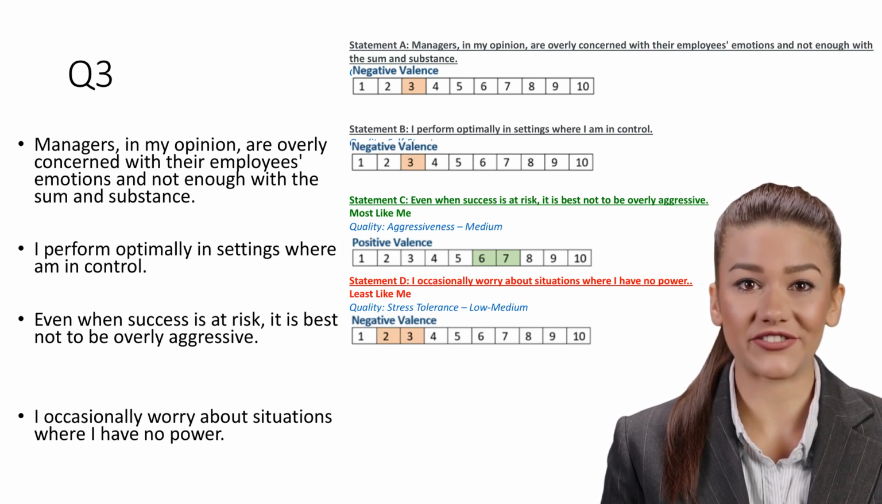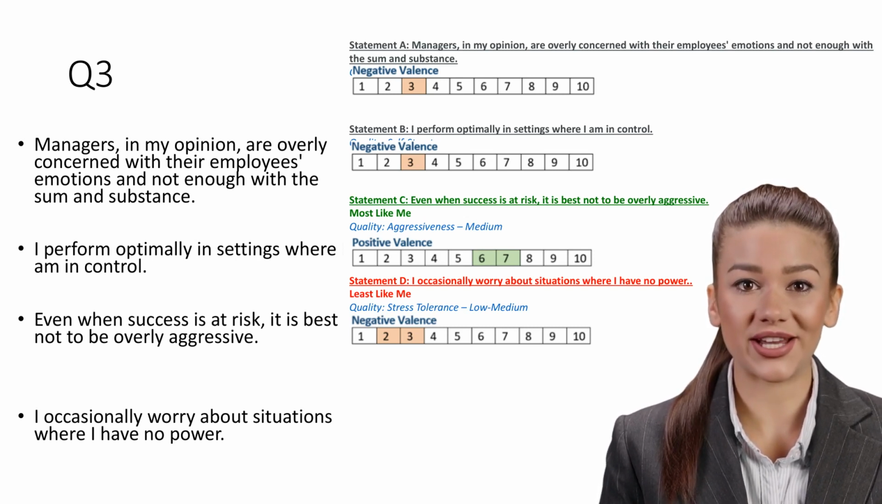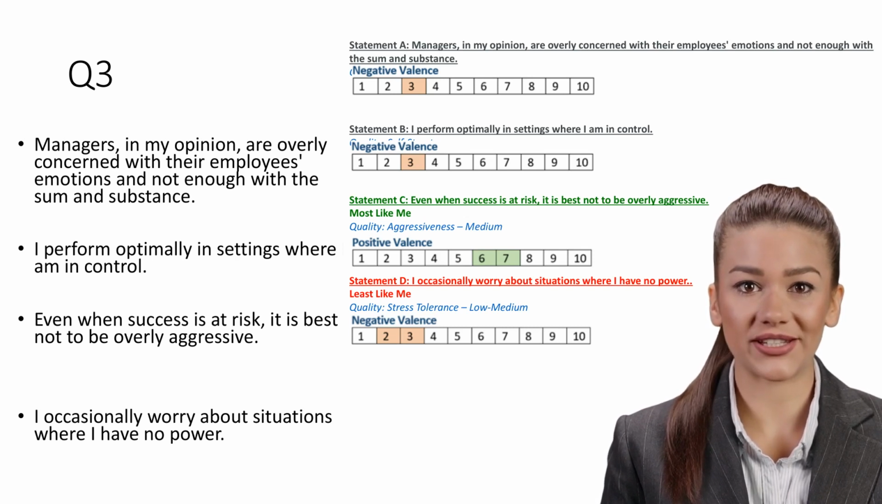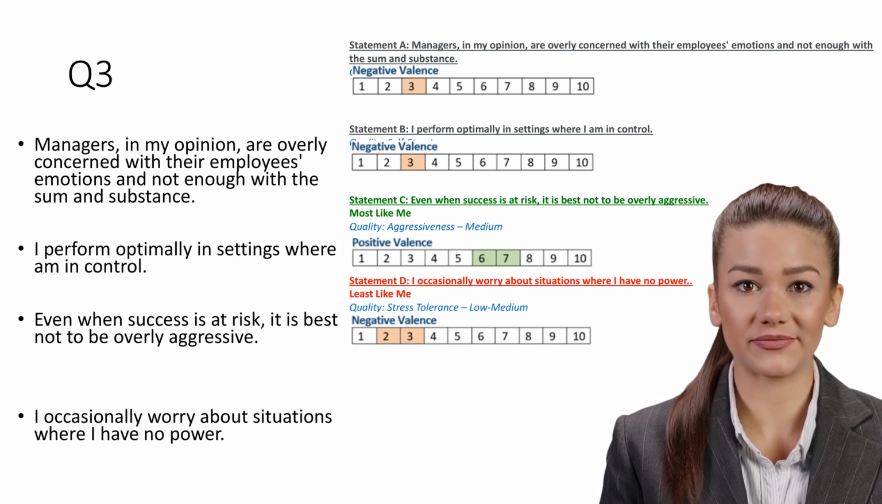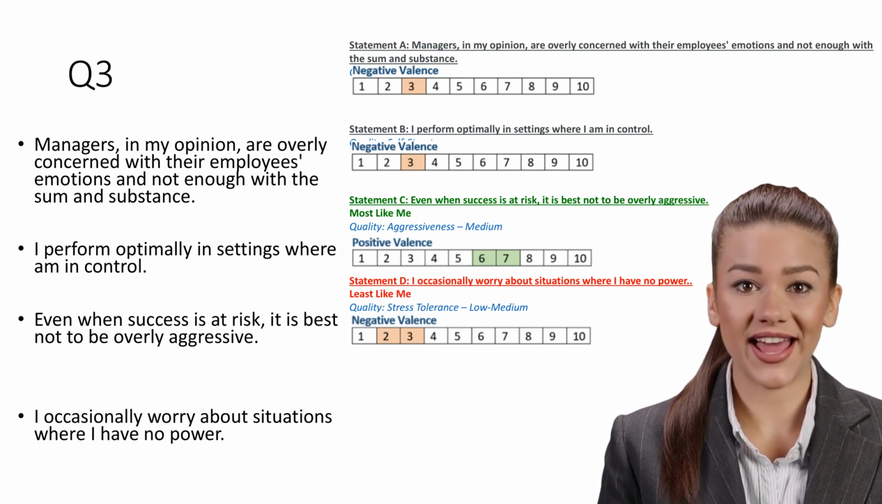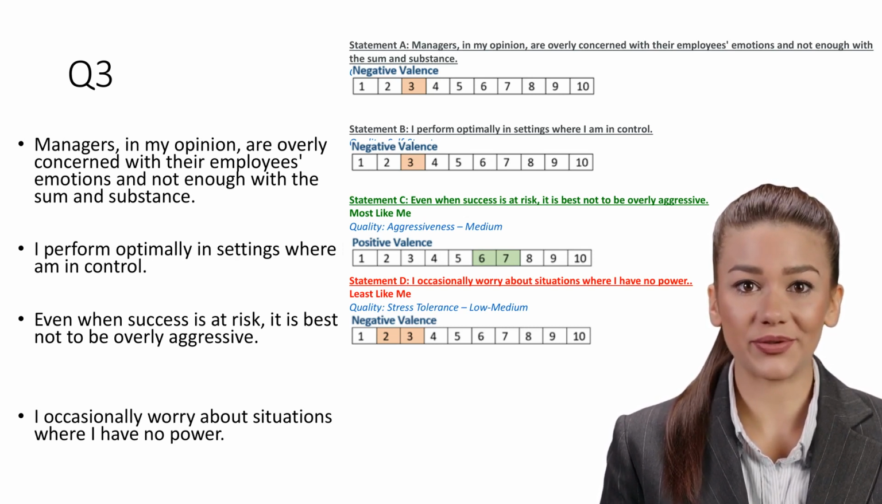Statement C. Even when success is at risk, it is best not to be overly aggressive. Most like me. It evaluates quality, aggressiveness medium. There is a desirable middle ground in this statement between not being overly forceful, which tends to breed further aggressiveness, and an inability to exercise the firmness required in a situation. Although personalities vary, a high average on this trait is desirable.